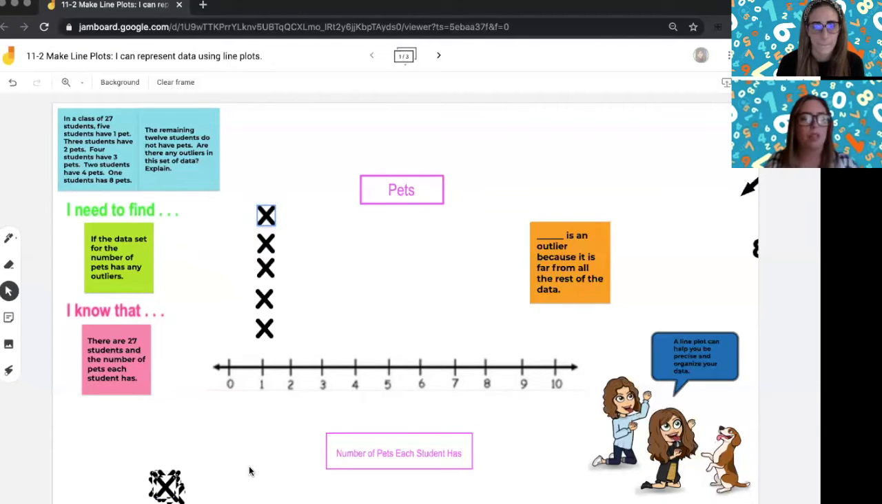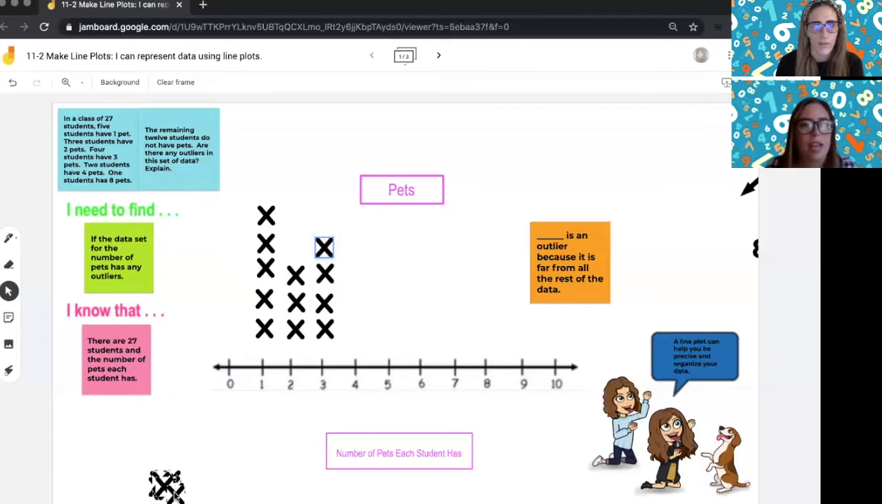Let's keep reading. 3 students have 2 pets. So let's move to the number 2 on the line plot and put 2 X's. Oops, I'm sorry, it's 3 X's because 3 students have 2 pets. Perfect. Next. 4 students have 3 pets. So if we go to the number 3 on the line and we put 4 X's because there's 4 students. 1, 2, 3, and 4. Great.